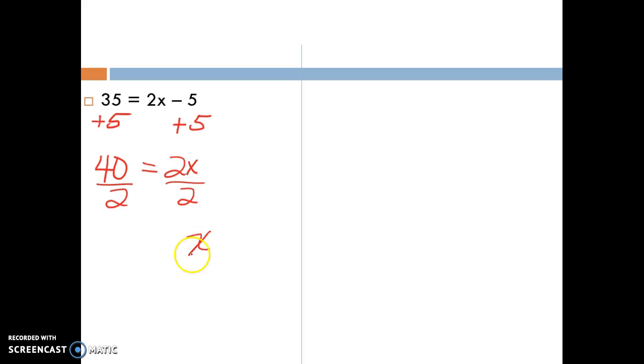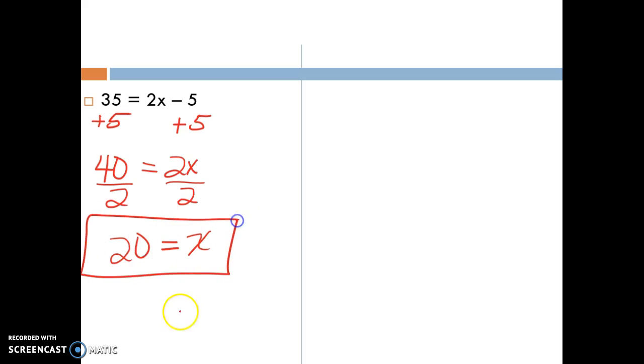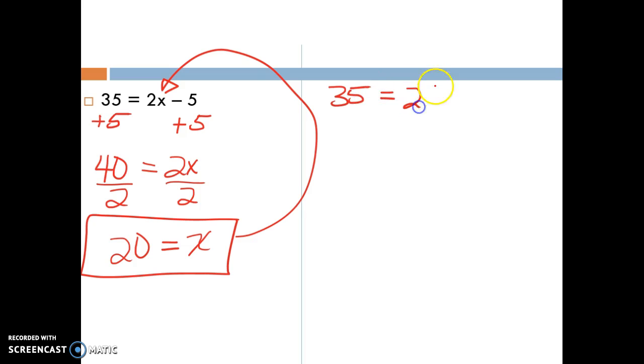Currently, x is being multiplied by 2. To undo that, we will do the opposite and divide by 2. When we do so, we have to do it to both sides. X is equal to 20. We can check that by plugging 20 into right there. And get in the habit of checking all of your work.